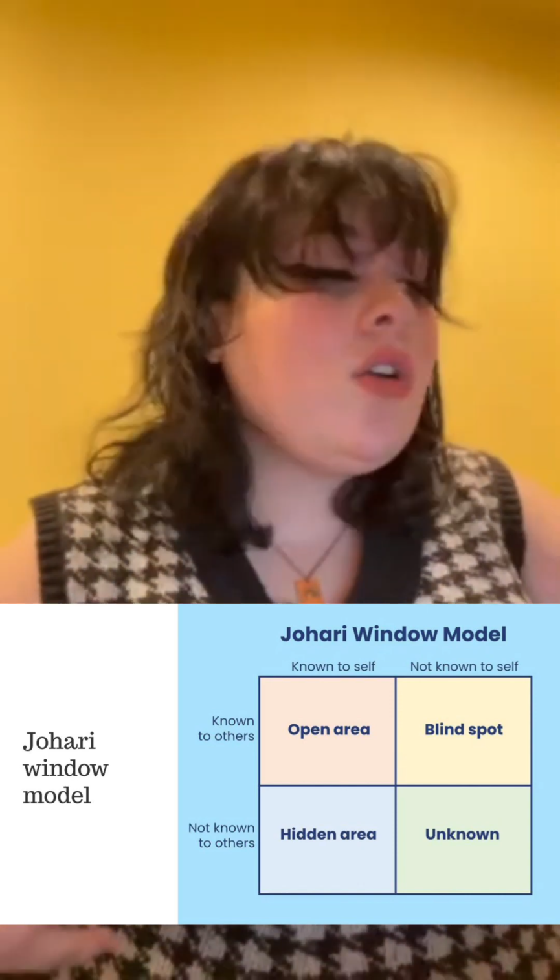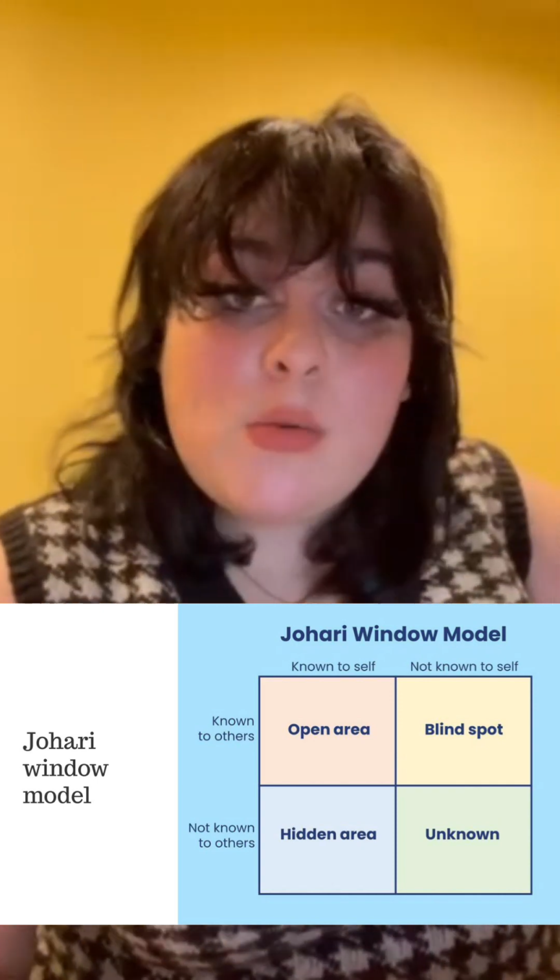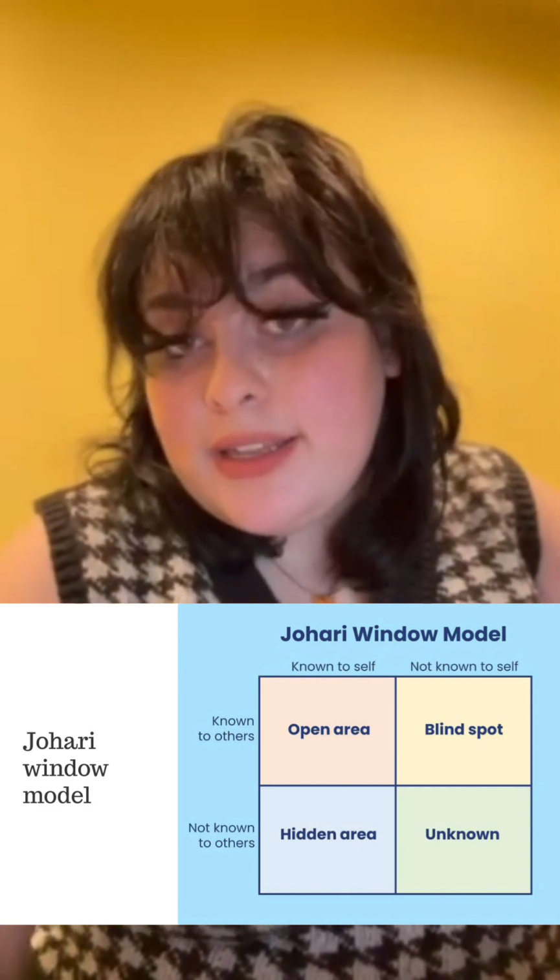The next one is called hidden. This is the third square, and this is things that are known by you but unknown to others. So these are normally things and traits where you bring them up to someone, or you're opening up to someone, you're letting them in, they don't know something about you, so you're letting them see that.